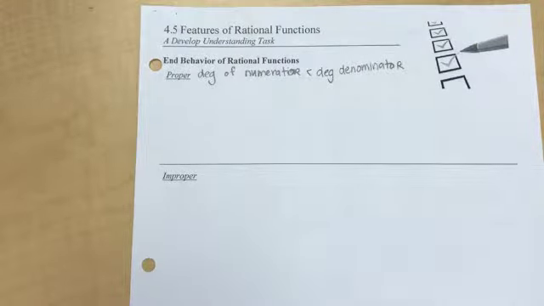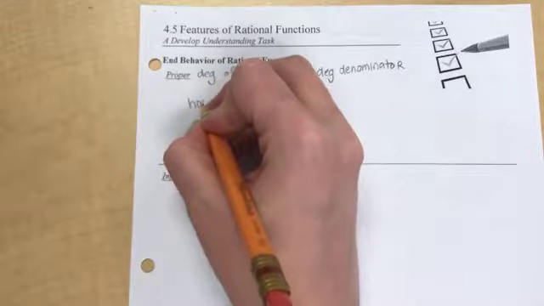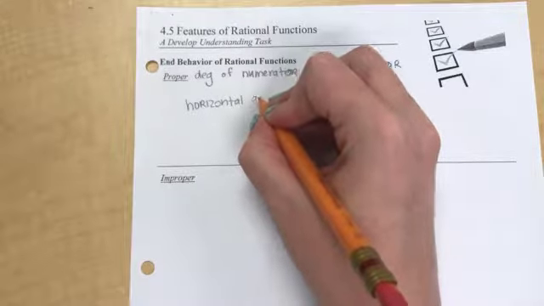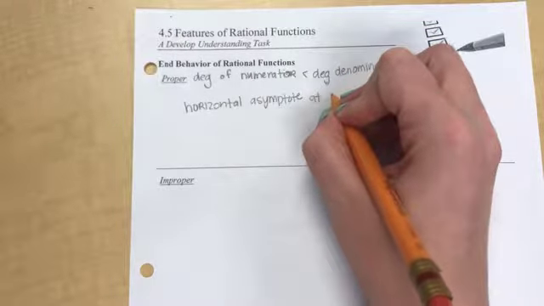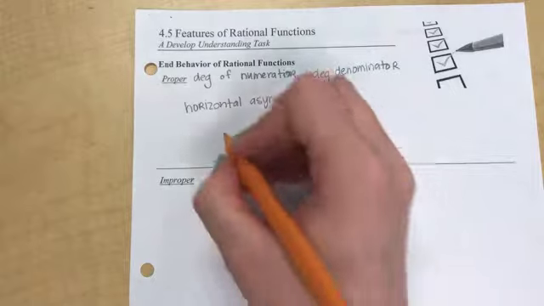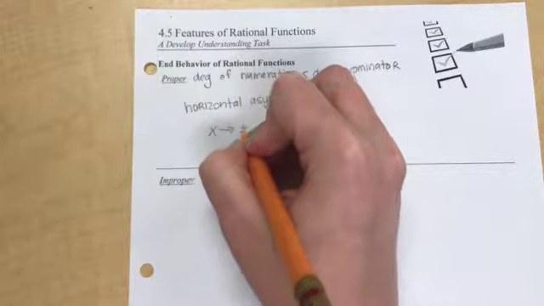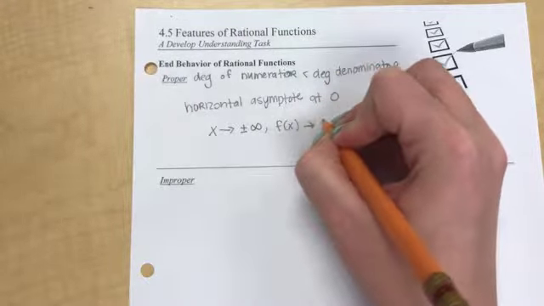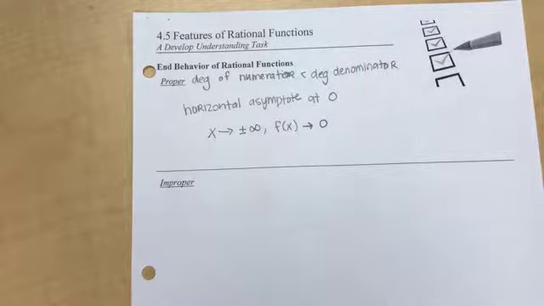Every proper rational function has the exact same end behavior. This end behavior is a horizontal asymptote at 0. Or in other words, as x approaches both positive and negative infinity, f of x approaches 0. So proper is pretty basic because it just always goes to 0.